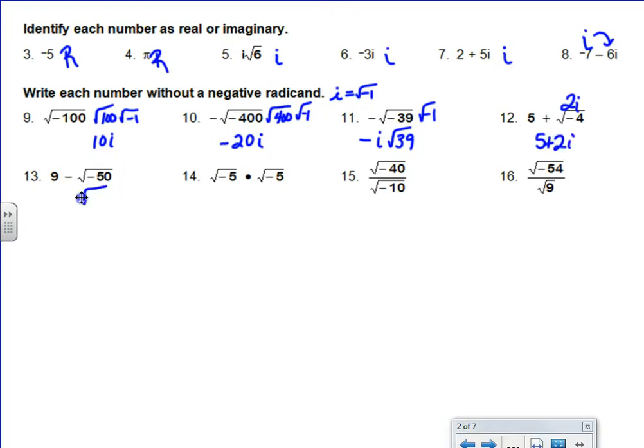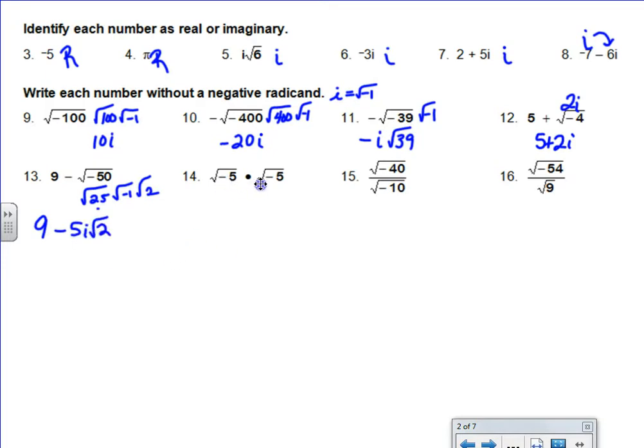Negative 50, we're going to break into 25 times negative 1 times 2. Well, so we have 9 minus 25 is 5. Negative 1 square rooted is i. And the square root of 2 is going to remain a radical.